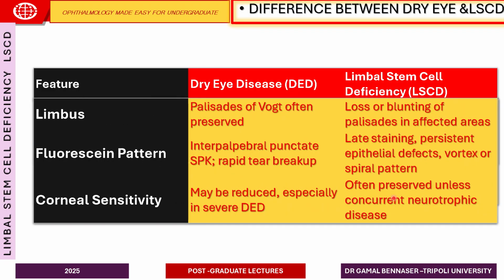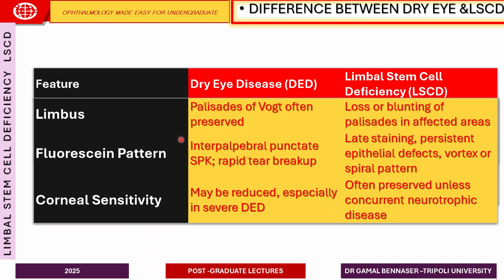Another differentiating feature is the limbus. Now, we have to concentrate on the limbus. In dry eye, you will find the palisades of Vogt are preserved and present. However, in limbal stem cell deficiency, you will find loss or blunting of the palisades of Vogt, and also late staining of fluorescein. This is one important feature.